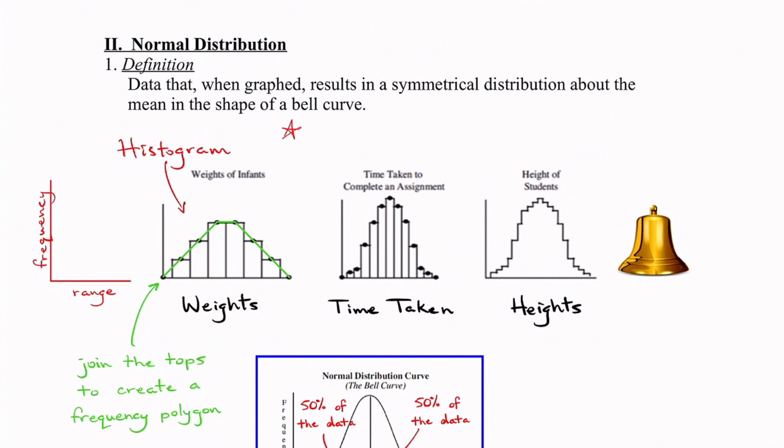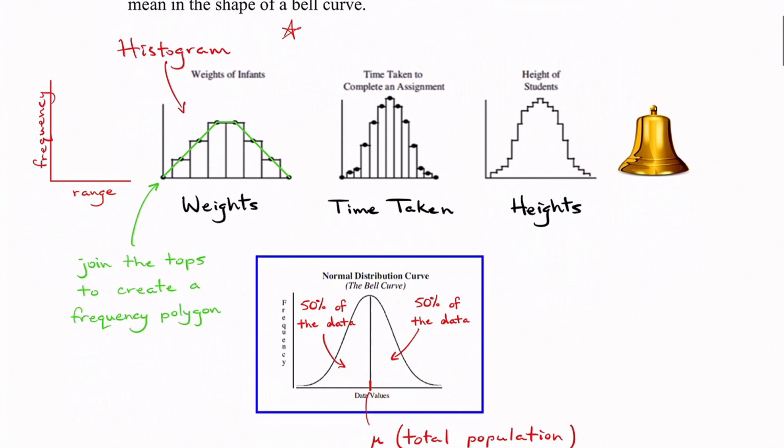One other note, in all of the graphs that we see here, the frequency goes on the vertical axis. That's the number of times that something occurred, like the number of people with a certain height. And then the range goes on the horizontal axis. That's your data points, like a height of 5'5", 5'6", 5'7", and so on.